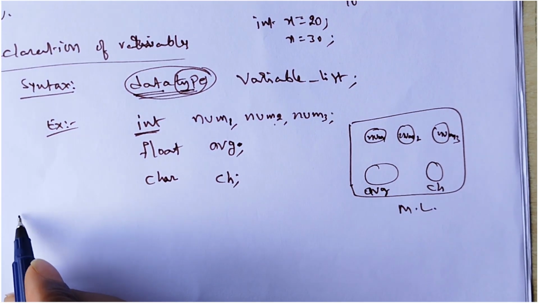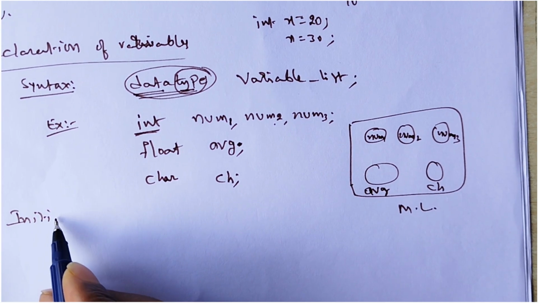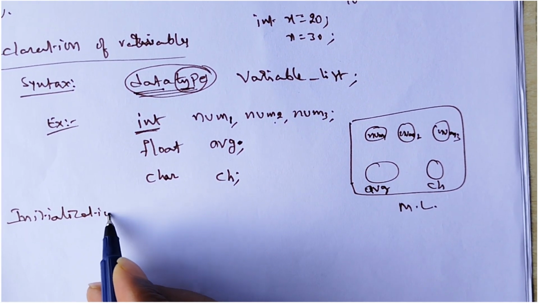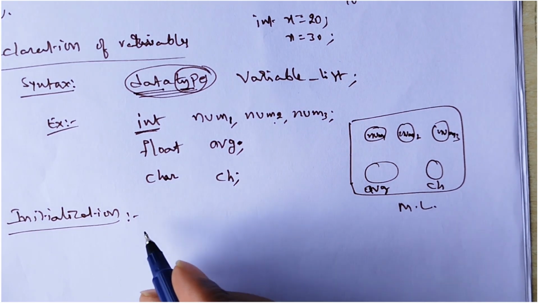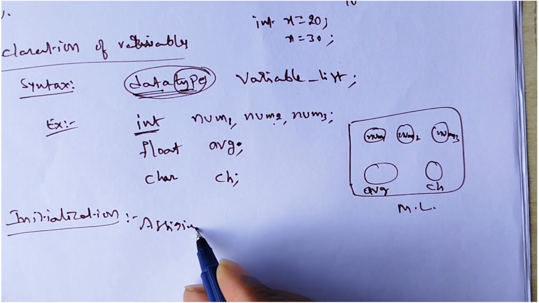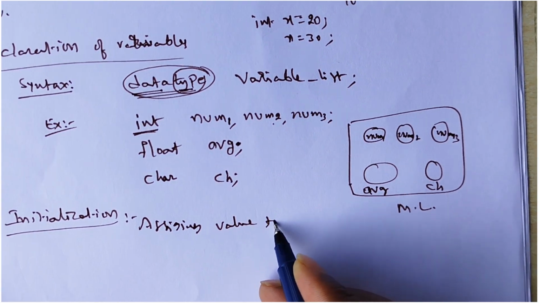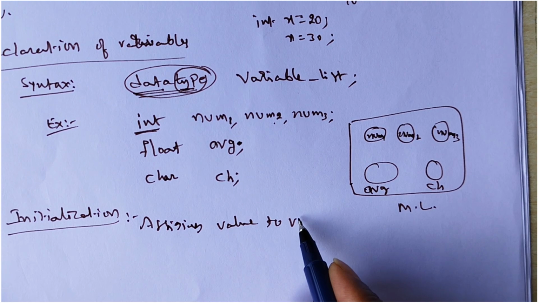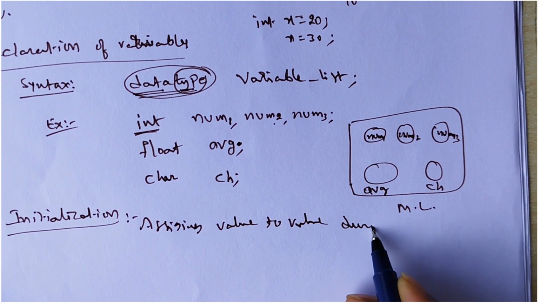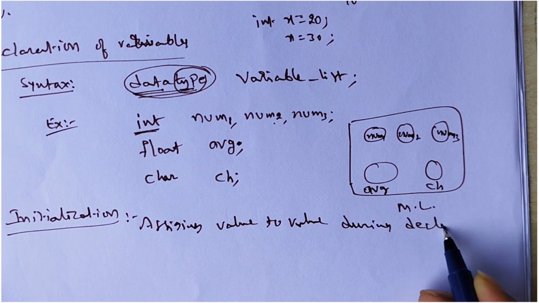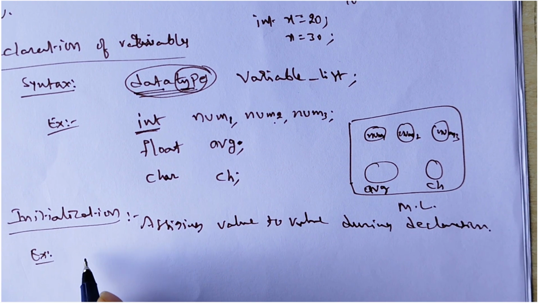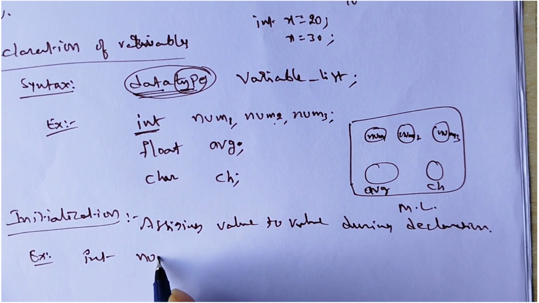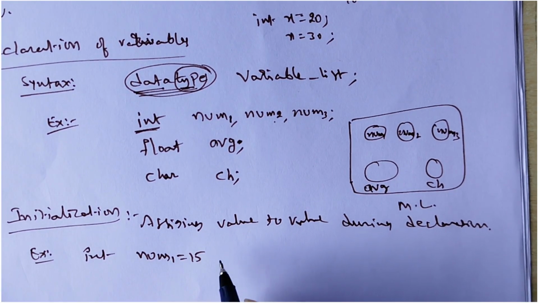And what is the initialization? Initialization of a variable is nothing but assigning a value to the variable during declaration. For example, here I am writing int num1 equals to 15. What is the meaning of num1 equals to 15?